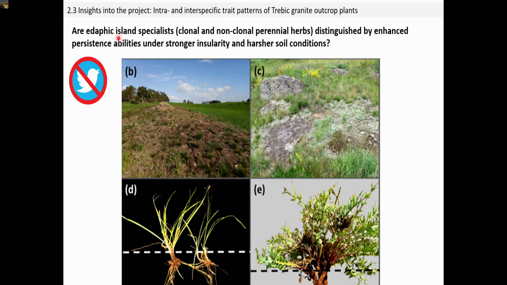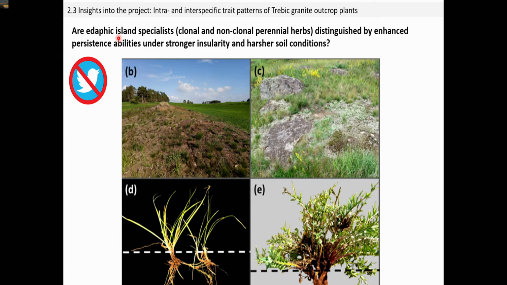Okay, so now heading towards the last bit related to the project. Here I would like to delve into the Trebitsch system, working at the intra- and interspecific level on a bunch of persistence traits. Again, the overarching question is: are edaphic island plant specialists, in this case clonal and non-clonal perennial herbs, distinguished by enhanced persistence abilities under stronger insularity and harsher soil conditions?